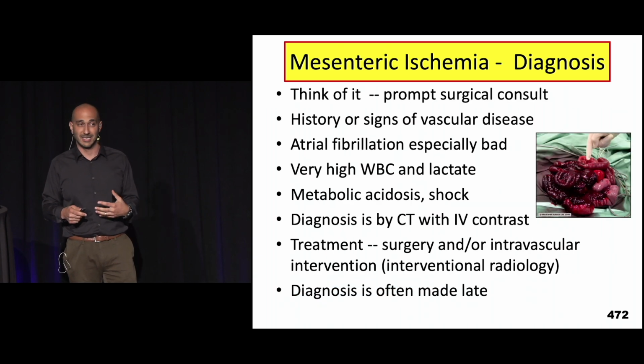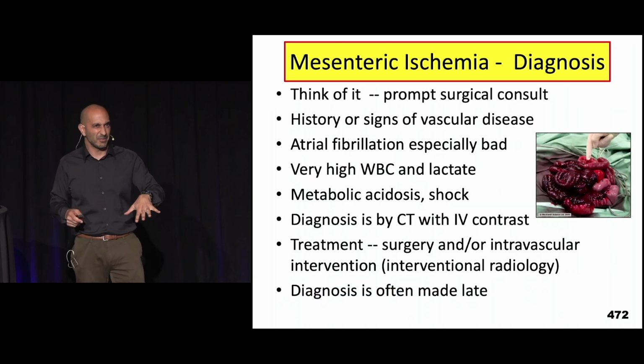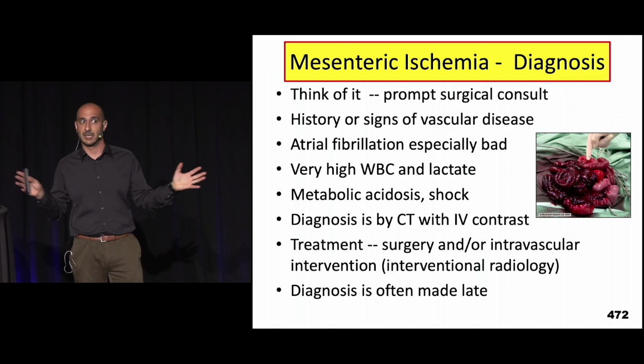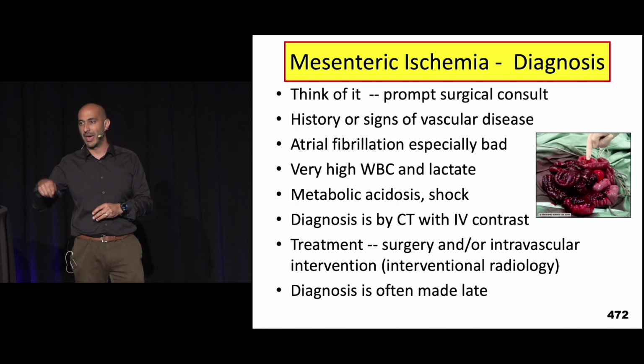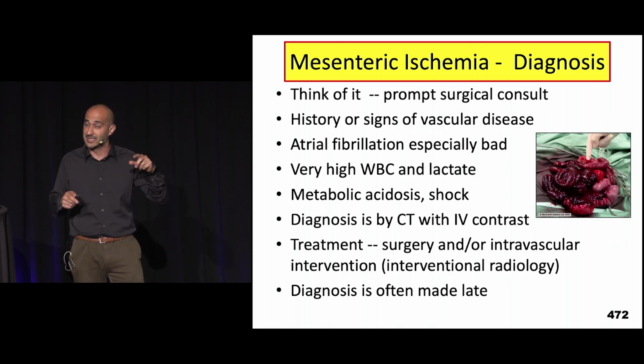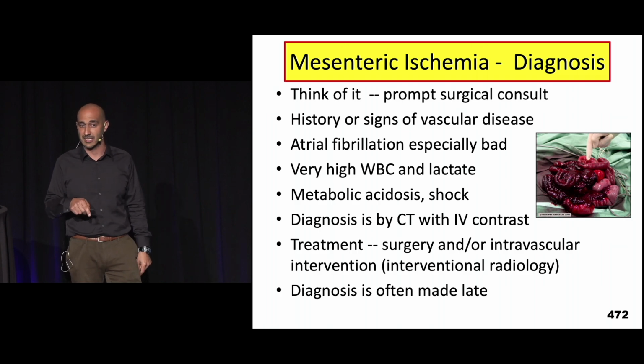And pain out of proportion to exam. You're doing the exam and they're not that tender, but then they're telling you their pain is extreme. That's concerning for mesenteric ischemia. So think about it particularly in older patients or patients that have AFib and those types of things. Oftentimes they can get really high lactates and really high white counts. They don't need to have that. If you have a really high clinical suspicion, you'd still scan them. But if they have really high white counts, really high lactates in the right setting, consider this diagnosis.